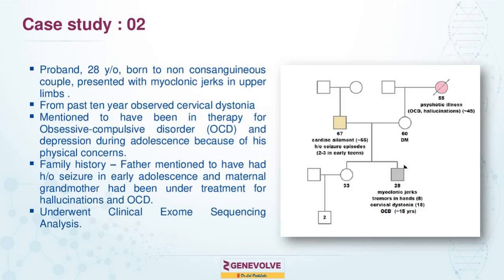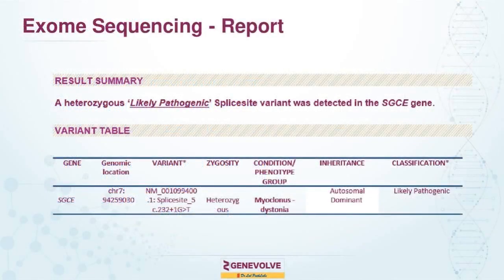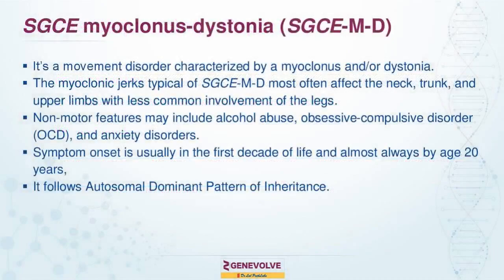So, with all this information, sequencing was done, and we identified a heterozygous likely pathogenic variant in the SGCE gene. This gene is known to be associated with myoclonus dystonia type 11, and it follows an autosomal dominant pattern of inheritance. So let us read further about this condition.